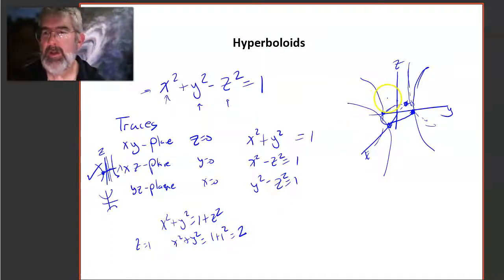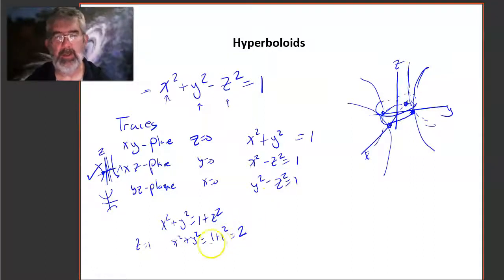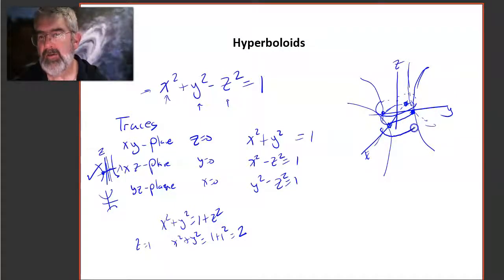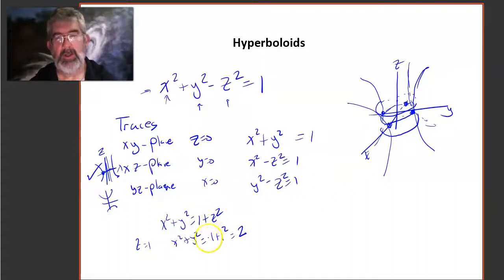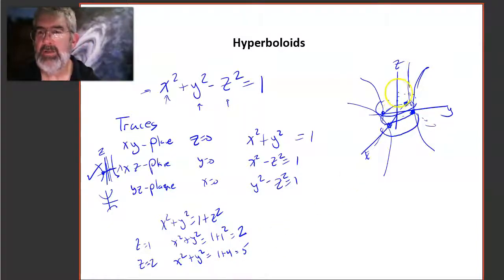So in the plane z equals 1, this looks like a circle of radius square root of 2. Likewise, if I plugged in -1, it would look exactly the same because the -1 squared would still be 1. And so down here at -1, you also have this circle of radius square root of 2. Right? Plug in a bigger value of z. Plug in 2. Z equals 2. You've got x squared plus y squared equals 1 plus 4, which is 5. So you have a circle of radius square root of 5 up here.